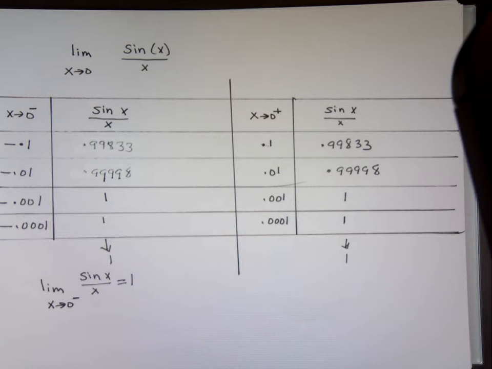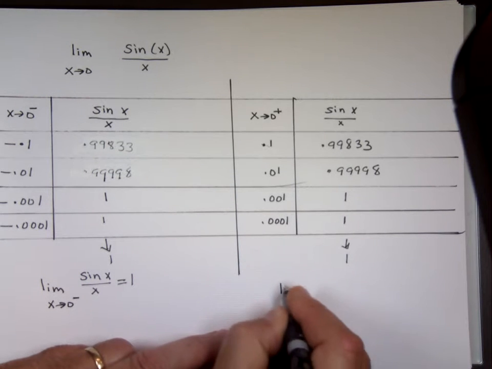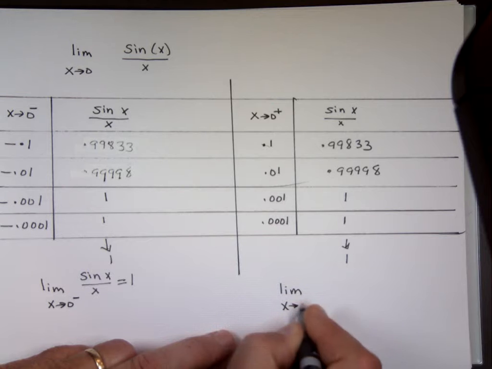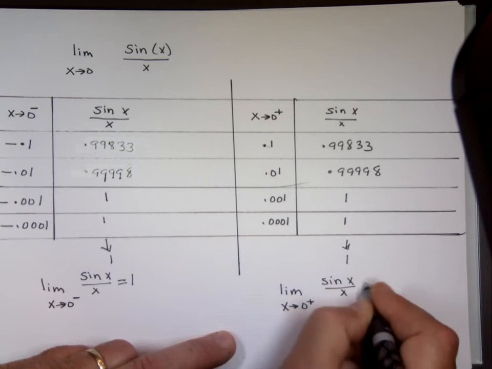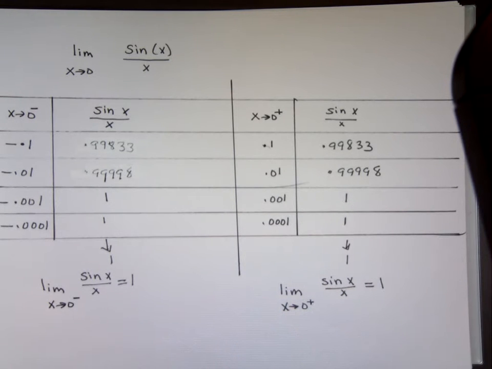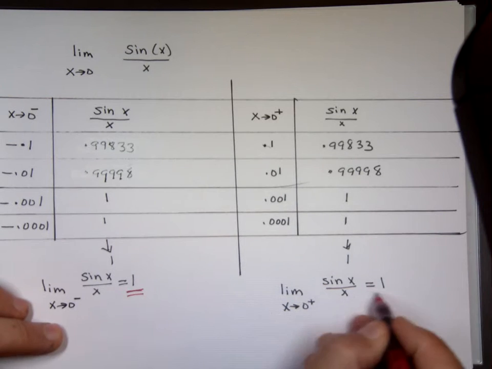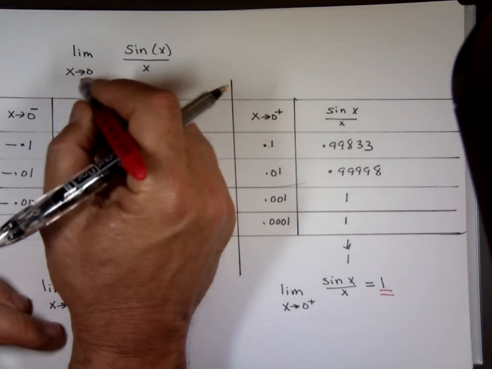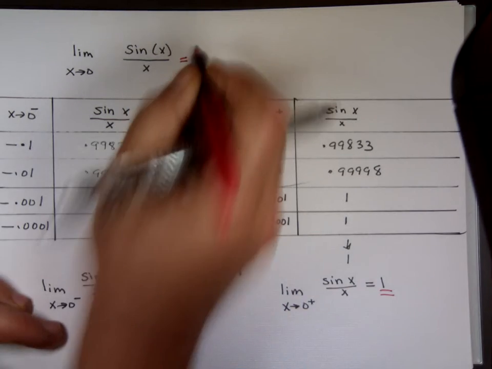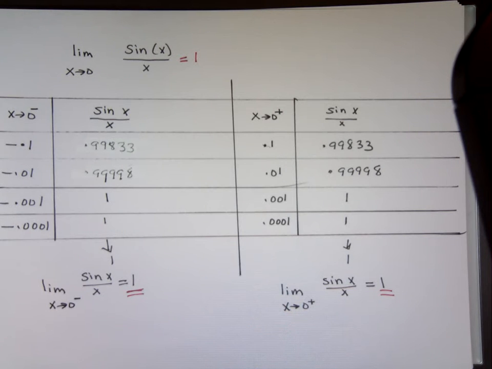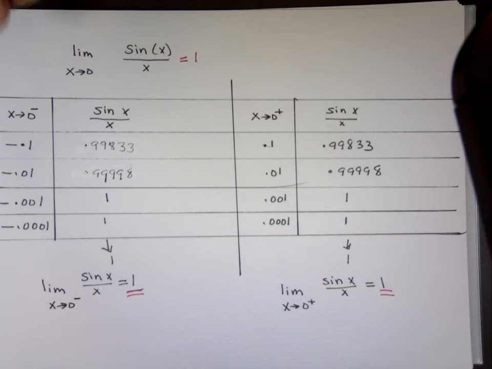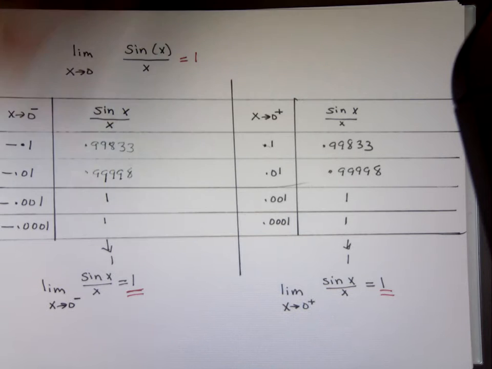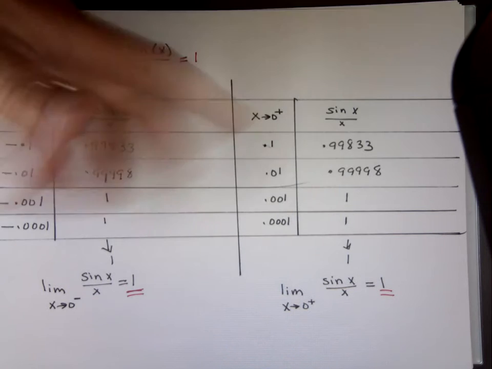So what's my limit as x approaches 0 from the right side? That's equal to 1. Are these numbers equal to each other? Yes. So what's my limit of sine of x over x as x approaches 0? 1. That's actually a special case, one of those identities. When we get later in the course, you'll see that. The limit of sine of x over x as x approaches 0 is always 1. But that's the proof for it.